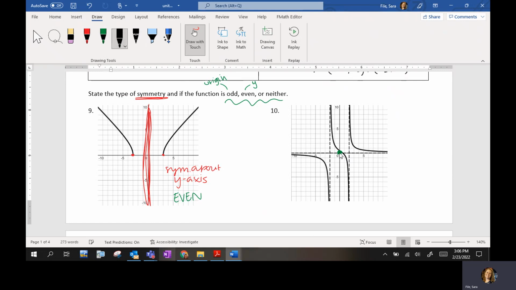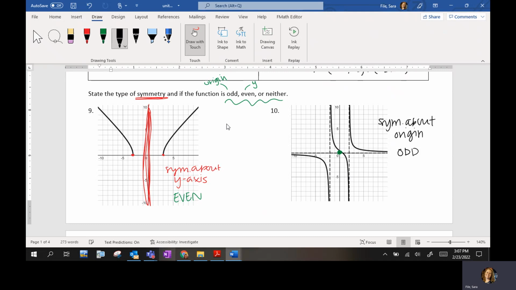So if I were to put my pencil here, and turn this paper upside down, it would look exactly the same. Okay, this curve that was in quadrant 3 would appear up here in quadrant 1 and vice versa. And this curve that's decreasing left to right in the middle, if I flip it upside down, it would still be there decreasing left to right through the exact same points. Okay, so this one is symmetric about the origin. And that means that it is odd.